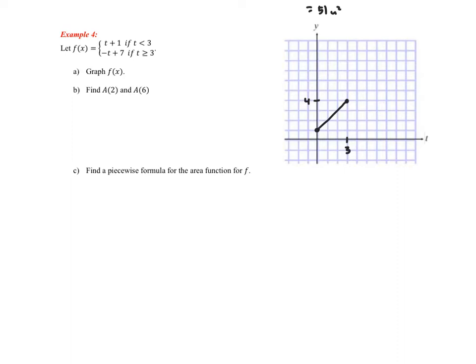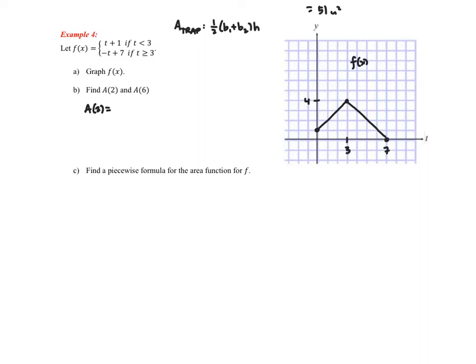Okay, now the second portion of the piecewise function is t minus 9. So the second portion will be a trapezoid up until the point t equals 7. Okay, so we've graphed f of x. Here's f of x. Let's find some areas. So A of 2. Let's remind ourselves here, what's the area formula for a trapezoid? Well, that is 1/2 base 1 plus base 2 times the height.